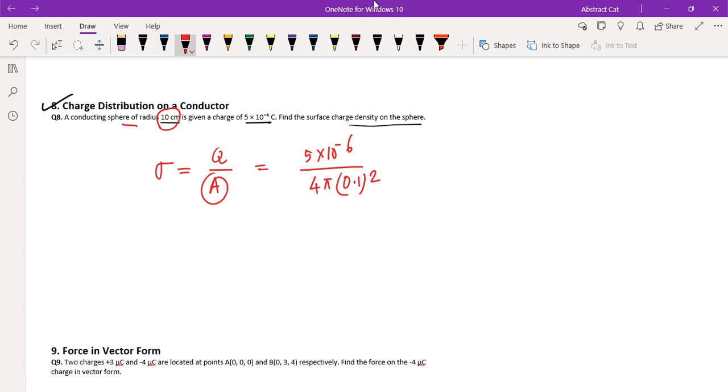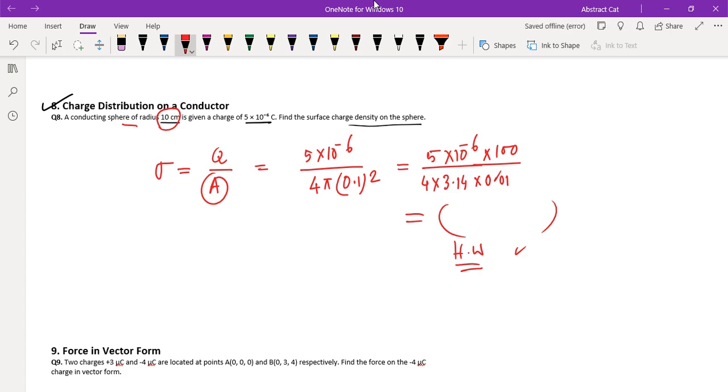And solve this. 5, 4 into 3.14. So 0.1 square means 0.01 into 10 to the power minus 6. So remove these two, get 100. Now very easy. And that's the homework. You solve this and take a picture and put it in the comment section. The unit is important: charge is coulomb, area is meter square. Coulombs per meter square. That's the SI unit of sigma.